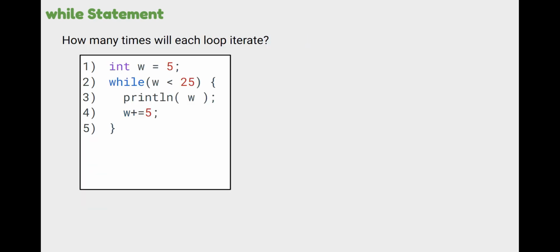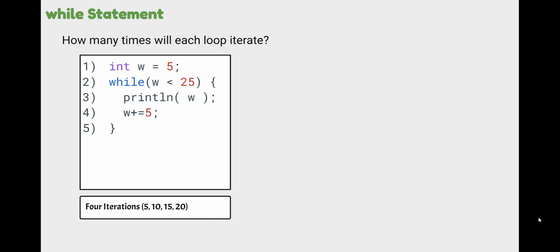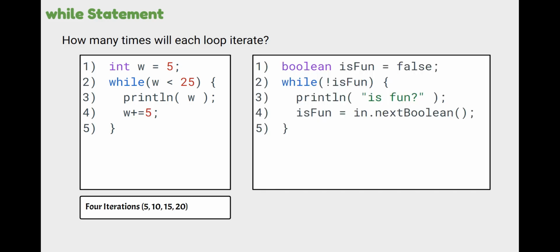Another while statement on the left, we want to know how many times this loop will iterate. Go ahead and run through it and just find out how many times that will loop. That block will iterate 4 times when W is 5, when W is 10, when W is 15, and when W is 20. Here's another while statement on the right. Go ahead and read that code and determine how many times that while loop will iterate.